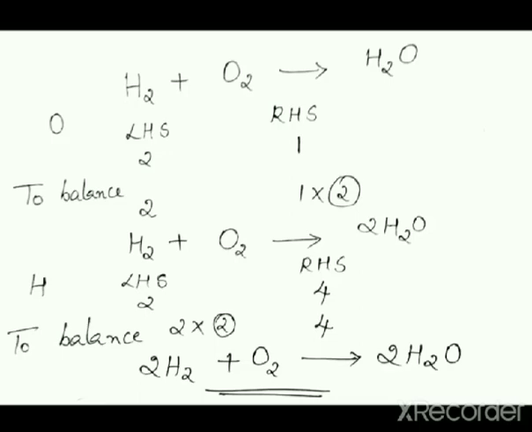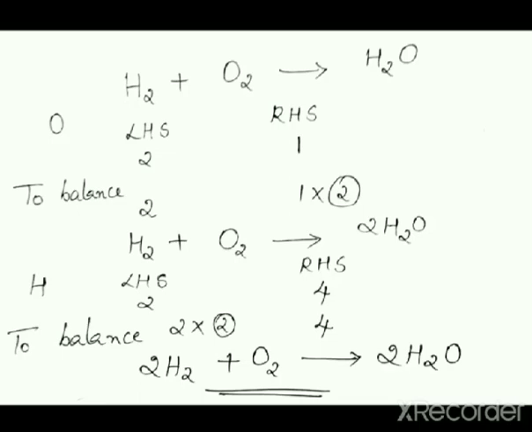Now what we should do to balance? So we write, to balance, LHS 2 remains as 2 itself, whereas RHS 1 should be multiplied by 2 so that we get 2 on both sides of the equation. This 2 should be taken only along with water. So we write the equation as H2 plus O2 gives 2H2O.